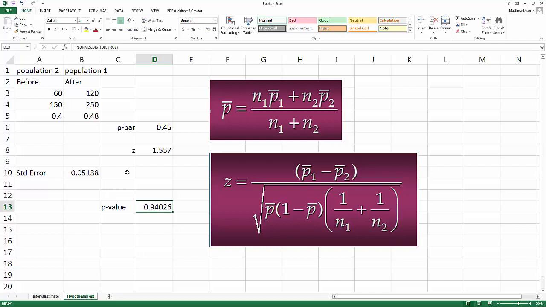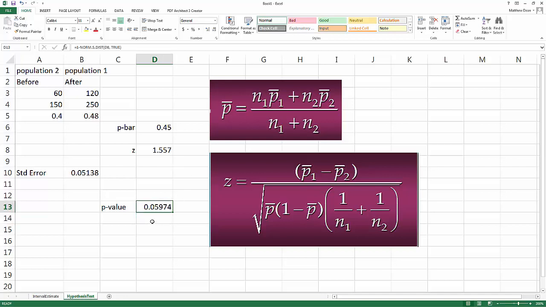Notice that that will take me everything from negative infinity up to z equals 1.557. That's fine, but what I really am interested in is the right-hand side of that picture of the normal distribution, had I drawn the picture. So what I need to do is simply take 1 minus that, and I get a p-value of 0.05974, which is actually bigger than what is on the slides, simply because of the rounding.